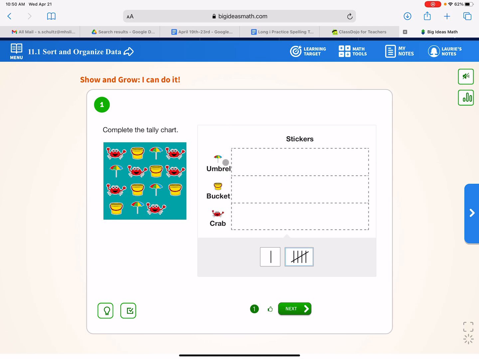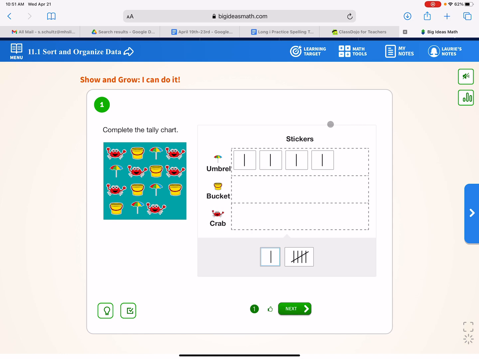So we are going to count our umbrellas, buckets, and crabs to see what items were at the most at the beach, what items were the least, and what items were average. So since umbrellas are first on my chart, I'm going to count umbrellas. So I'm going to start by 1, 2, 3, 4. So we had 4 umbrellas. And I want to use this one because that represents 5 and I just saw 4 umbrellas. So I'm going to count 1, 2, 3, 4 umbrellas.